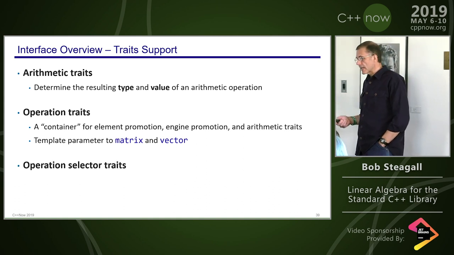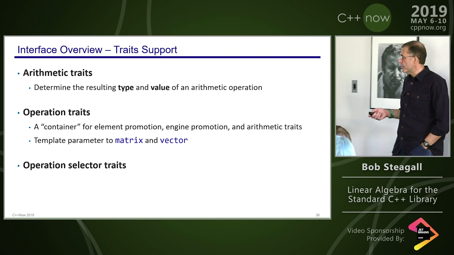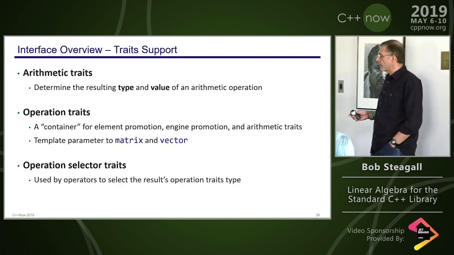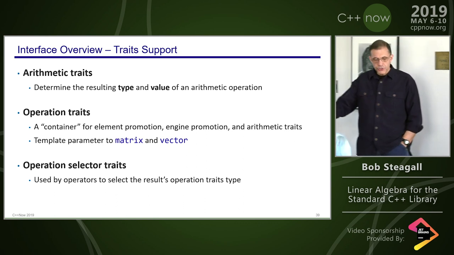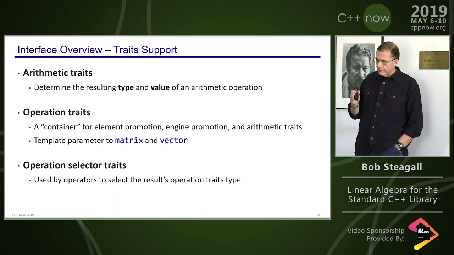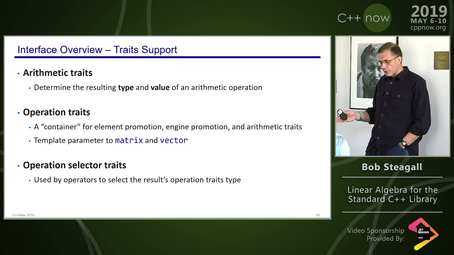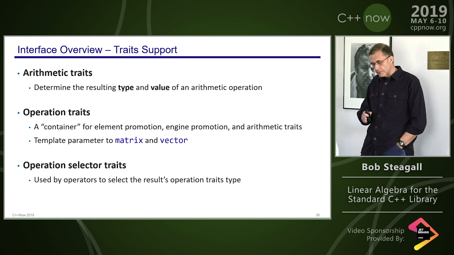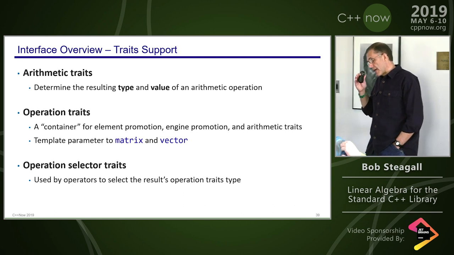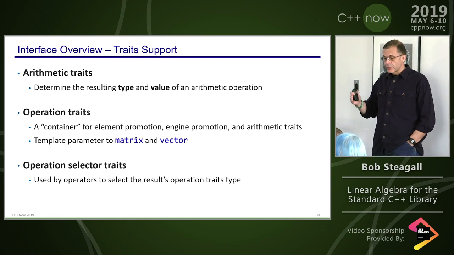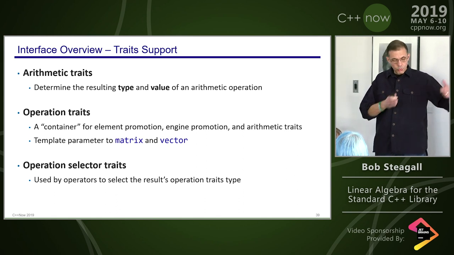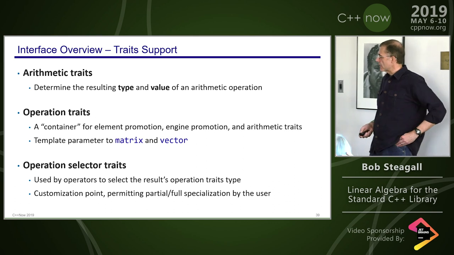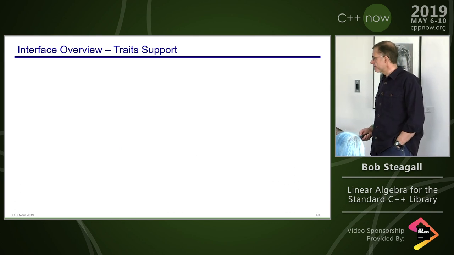And finally, we have the second customization point, what we call operation selector traits. These are traits that are used by the operator implementation to select the operation traits of the resulting type. If I'm adding two matrices, for the resulting matrix, I need to know the element type, the engine type, and the type of the operation traits that are going to be associated with my resulting matrix. As I mentioned, this is the second customization point, one of two.